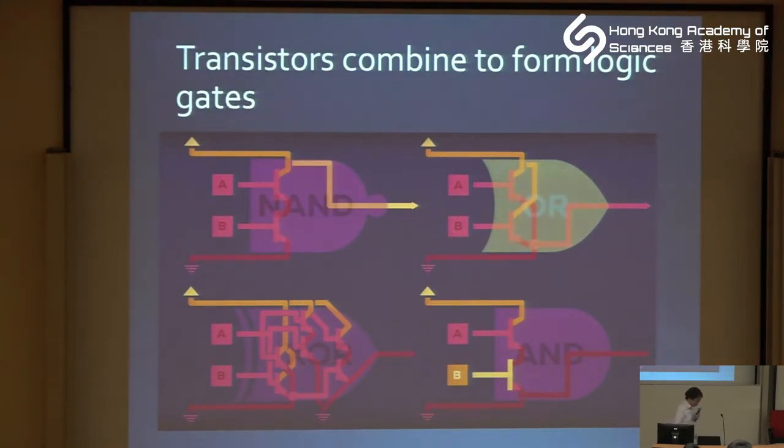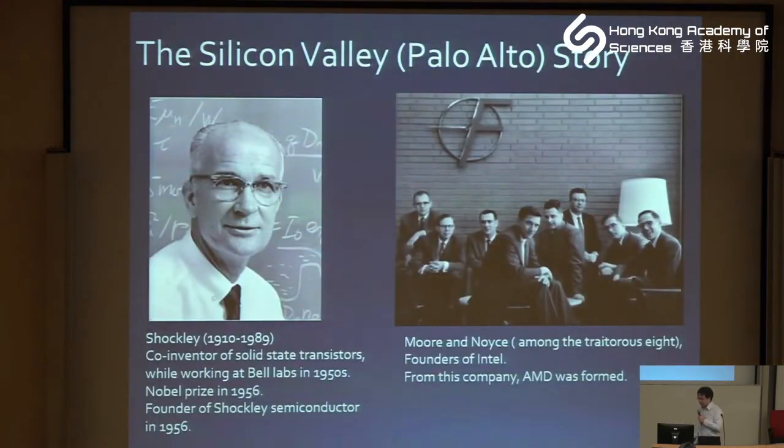For example, in your cell phone right now, I just looked at it on Wikipedia. If you have the latest iPhone 11, the CPU of your iPhone 11 is very tiny, right? But it has about 8.5 billion transistors in it. 8.5 billion in a single CPU. That's really amazing.